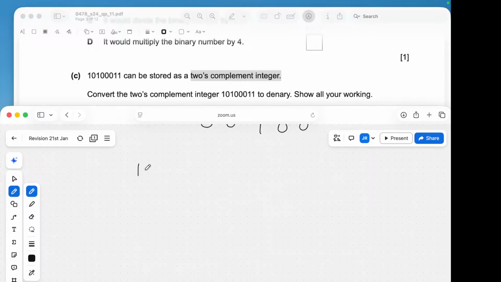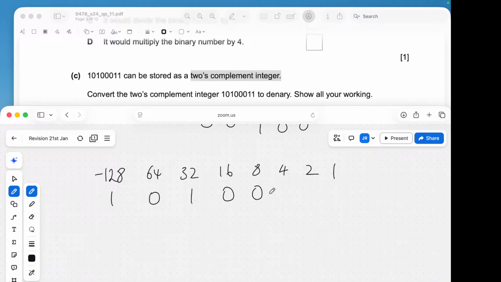So we've got 1, 0. Actually, what I'll do is I'll draw out the headers first. Because it's 2's complement, the most significant bit, which is the most left-hand bit, is always a negative number. And then we just draw in the other headers. We put our number into those columns. So it's 1, 0, 1, 0, 0, 0, 1, 1.